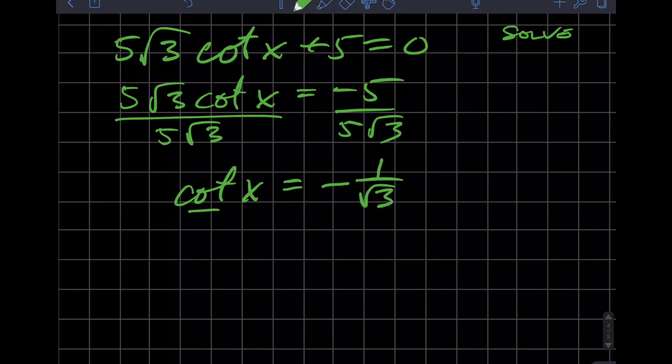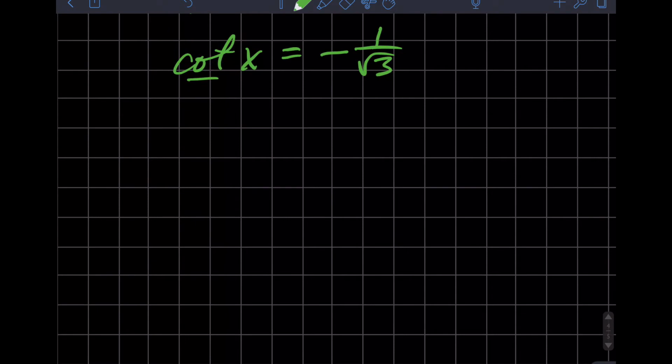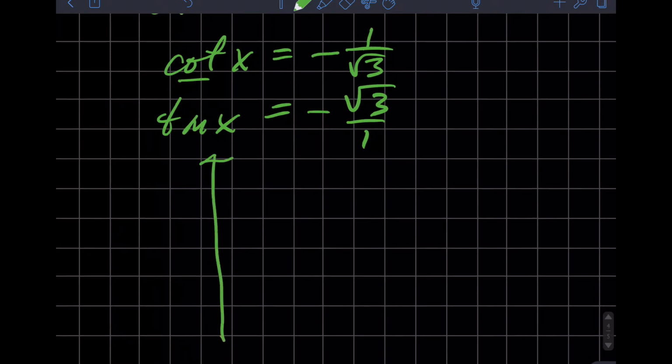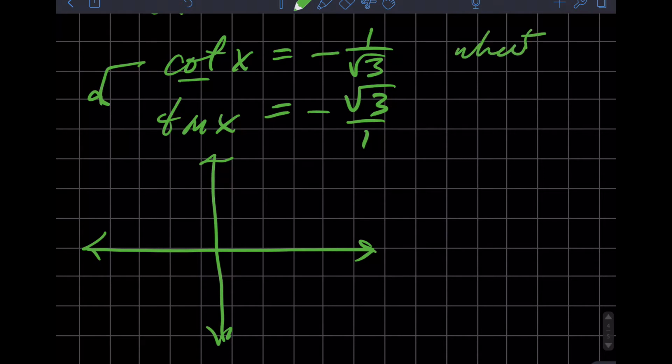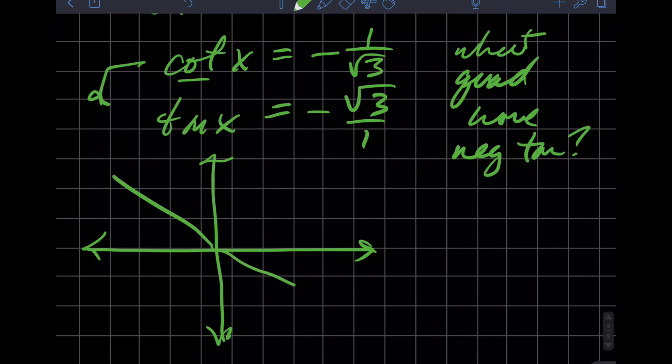Problem is this is cotangent, so I don't really want cotangent. I think I better think of it as tangent. So tangent of negative square root of 3 over 1. And I'm going to go to unit circle-y time. And you can do it directly from cotangent as well if you're more comfortable with that. And so what quadrants have a negative tangent? And that would be this quadrant and this quadrant.